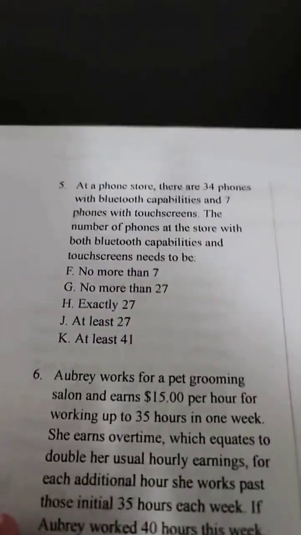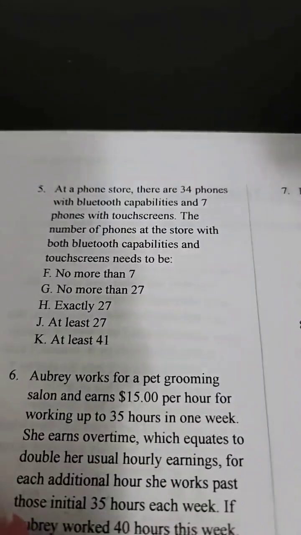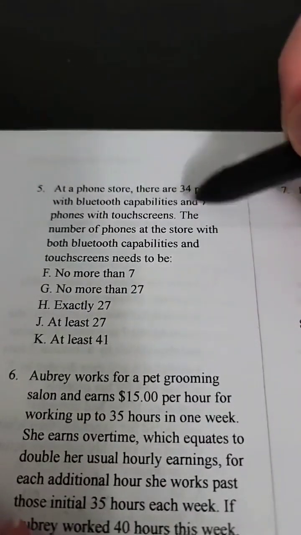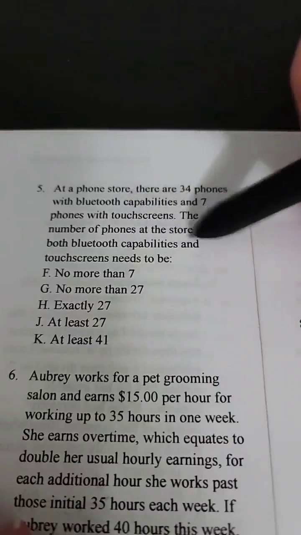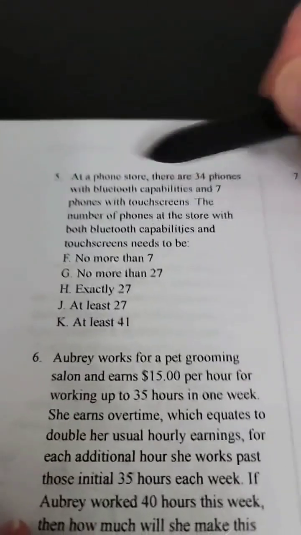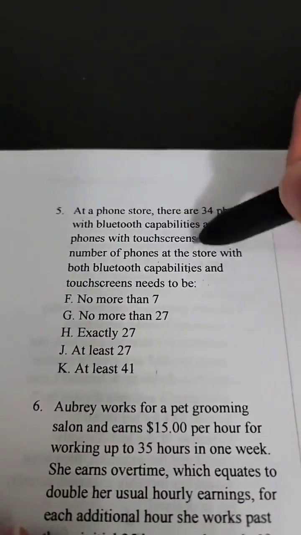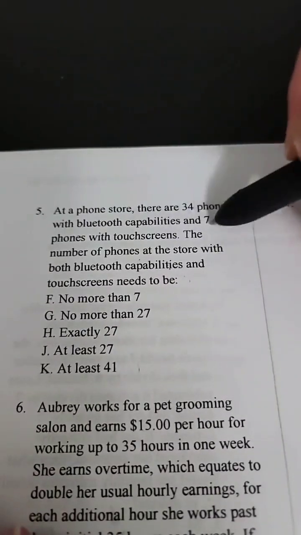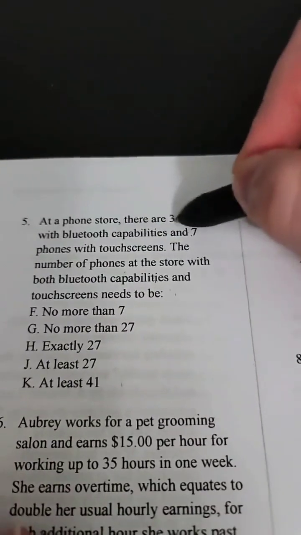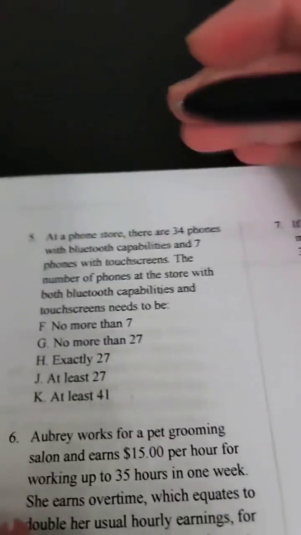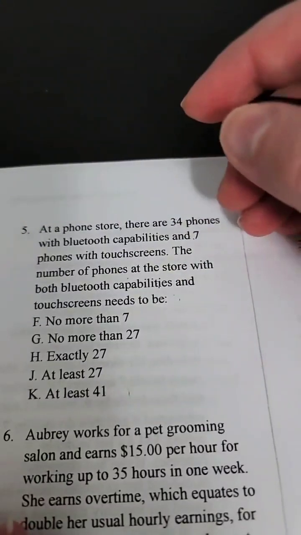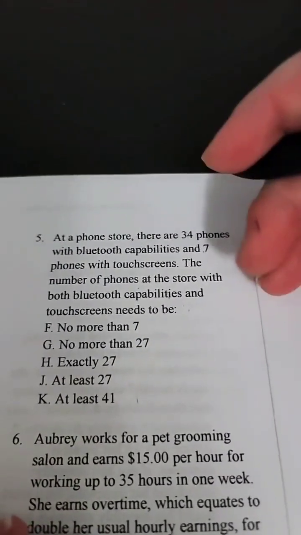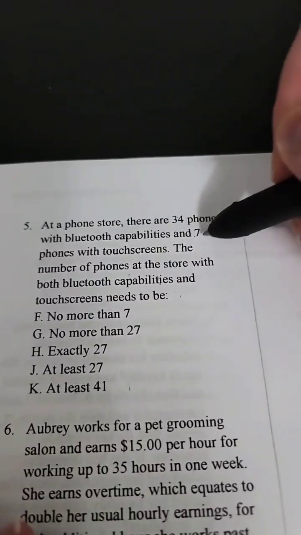Okay, let's go to the next one. So it says, at a phone store, there are 34 phones with Bluetooth capabilities and 7 phones with touchscreens. The number of phones at the store with both Bluetooth capabilities and touchscreens needs to be, okay, so these are our options. So if we're talking about what they have to have both of those capabilities. Now, remember, you have to look at what the smallest number is for this, because you can't say that there's 34 that have both the Bluetooth capabilities and the touch screens, because there's only 7 phones that have touch screens.